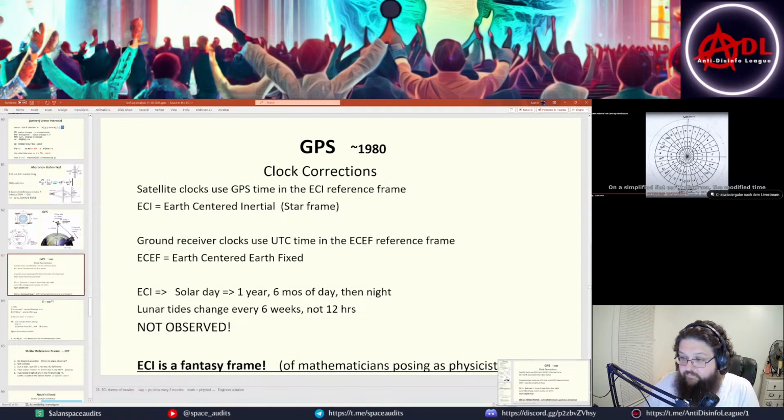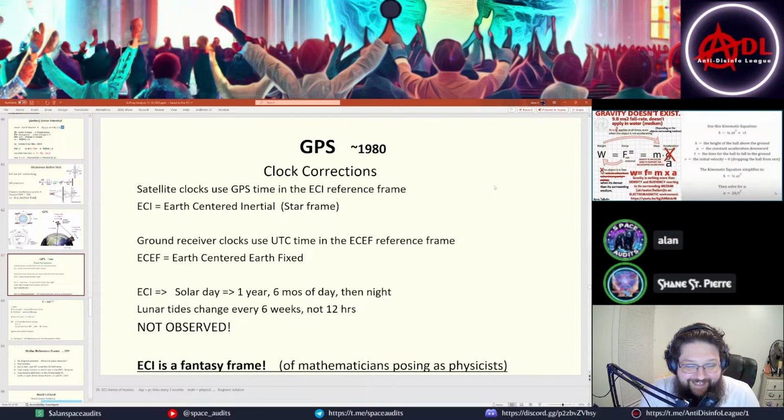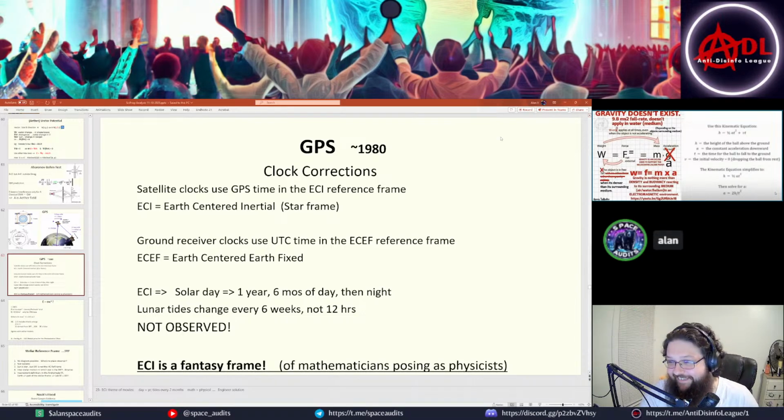Oh yeah, solar day, the one that's with 6 months of day and night, is the one that's stupid. Yeah. Not observed, in big red letters. See, that would have been clear. I was able to read it. Yeah.